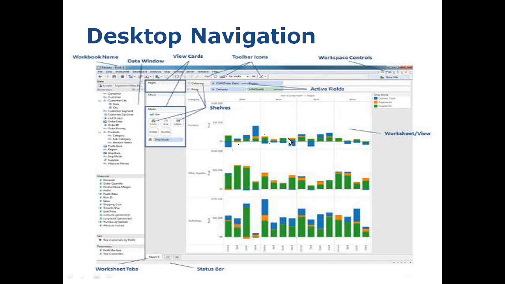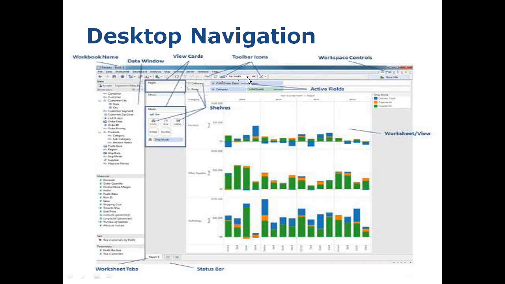Then in this right section, this is the worksheet view. This is the visualization section. As you drag and drop, your visualization will automatically show up here. Here you have rows, columns, pages, and filters. There are different sections which we will use to build our own visualization.